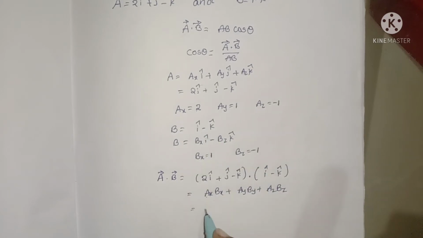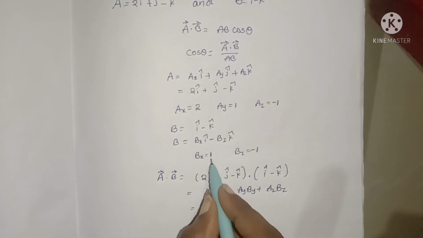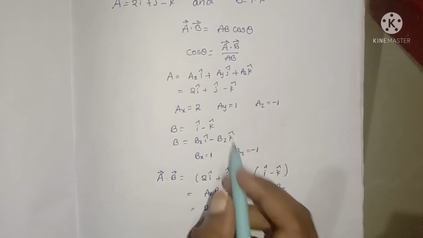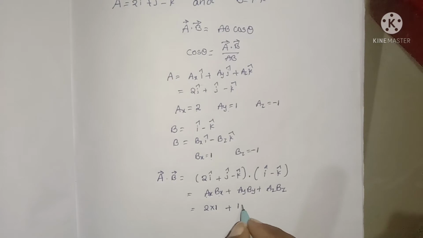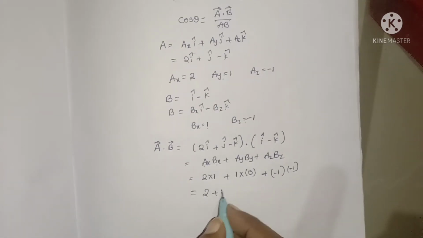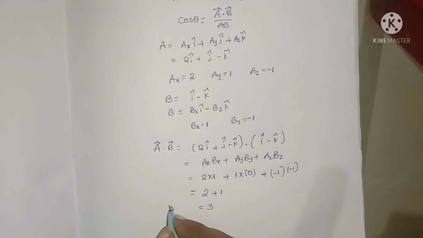So ax how much here? 2. Bx how much? 1. So 2 into 1 plus ay, which is 1, into by, which is not given, so that is 0, plus az minus 1, bz minus 1. So 2 into 1 is 2, 1 into 0 is 0, minus into minus 1 is plus 1. 2 plus 1 equals 3. This is A bar dot B bar.